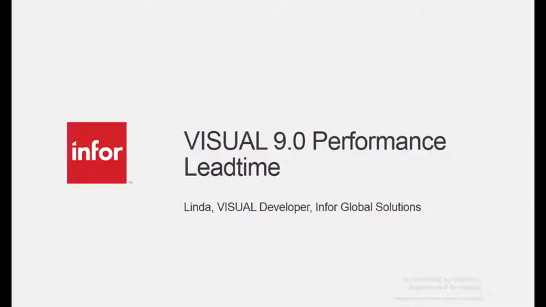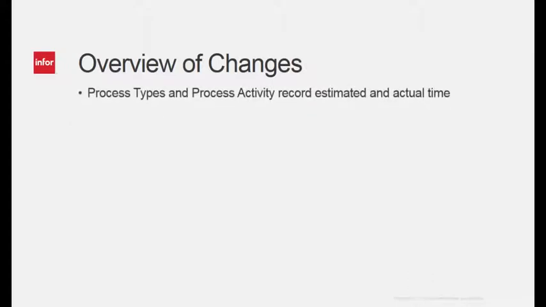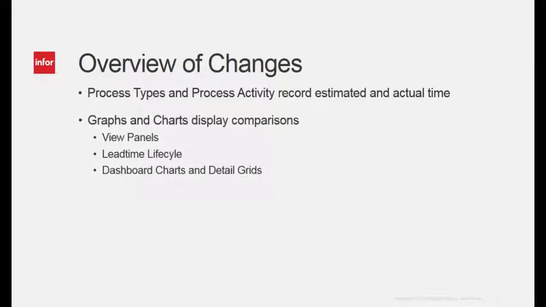I'd like to talk to you about the Performance Lead Time feature in version 9.0. This feature is part of the continuous improvement capabilities which help users to manage time and cost from quote through cash. Users will be able to record estimated and actual times during the sales process by using process types and activities, and then graphically display comparisons between the estimate, actual, and percent complete.